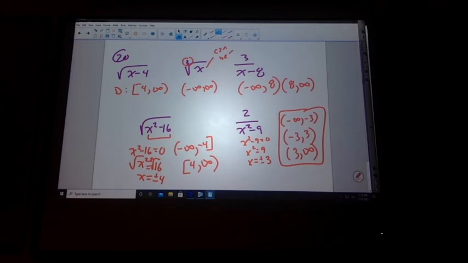What did you do with the 2 on that last one? What did I do with the, I'm sorry? The 2 on the top. We ignored it because that's not going to impact our domain at all. It's just a constant.